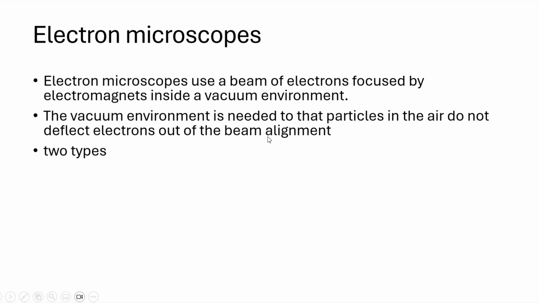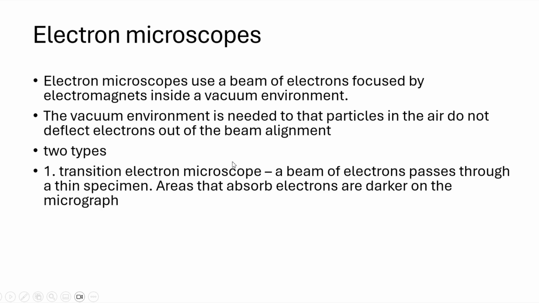Alright, there are two types. The first one is the transmission electron microscope. This is when a beam of electrons passes directly through a thin specimen, and the areas of that specimen that absorb electrons are going to be darker on the micrograph. So you're going to see them as darker, and the areas that the electrons went straight through, you're going to see as lighter. Do you see that? So transmission electron microscope, not transition, transmission, is when it goes directly through it.